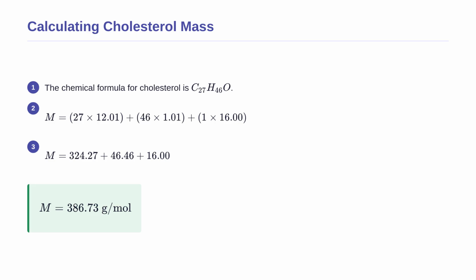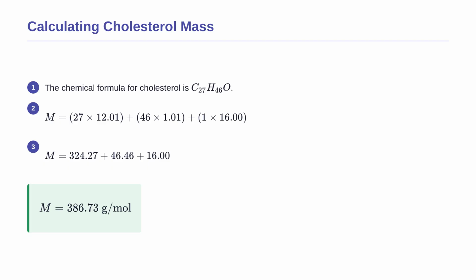Let us apply this mass formula with a concrete example. Imagine a biochemistry student needs to prepare a cholesterol solution and must know its exact molecular weight. We are given the chemical formula for cholesterol, which has 27 carbons, 46 hydrogens, and 1 oxygen. We chose our summation formula because it perfectly accounts for each element's contribution. In the first step, we substitute the atom counts and the standard atomic weights for carbon, hydrogen, and oxygen.